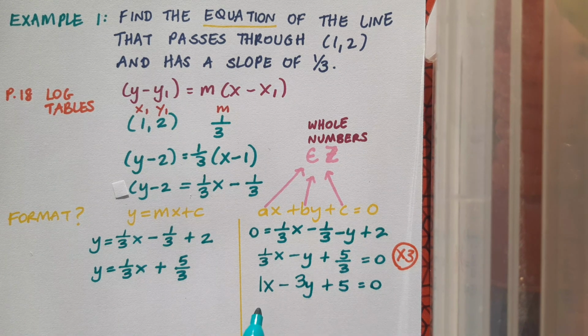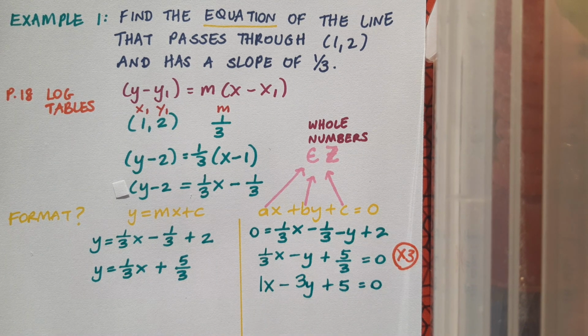And this is my final version of the equation of the line written in the form ax + by + c = 0. Just again to point out, you do not have to do it both ways. You only have to do it one. Keep an eye out if the question wants you to do it one particular way. If not, we're quite happy to stick with y = mx + c.